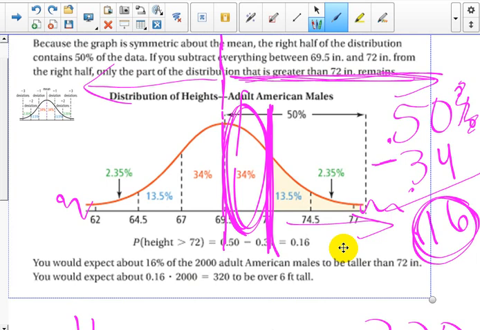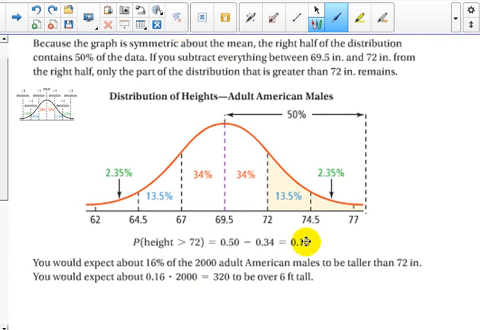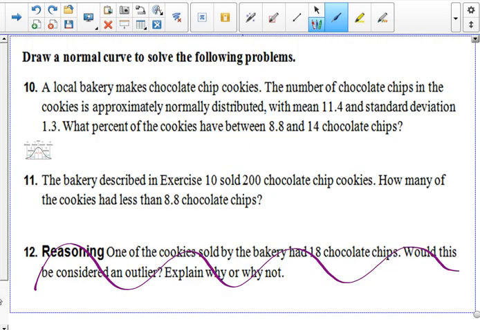So when we talk about things just greater than, that includes our edges, you have to take the whole 50% and pull out what's not accounted for. Any questions on that? All right, let's look at the last two problems and then we'll be done. We're going to finish and turn this in.